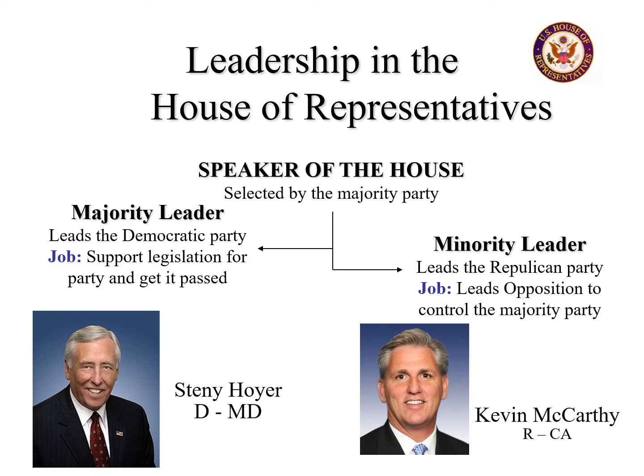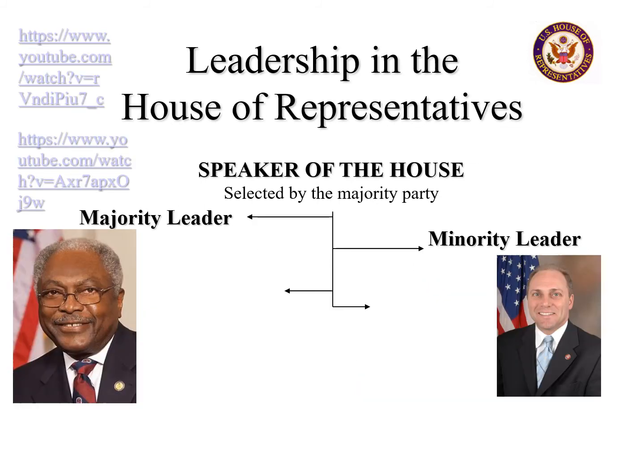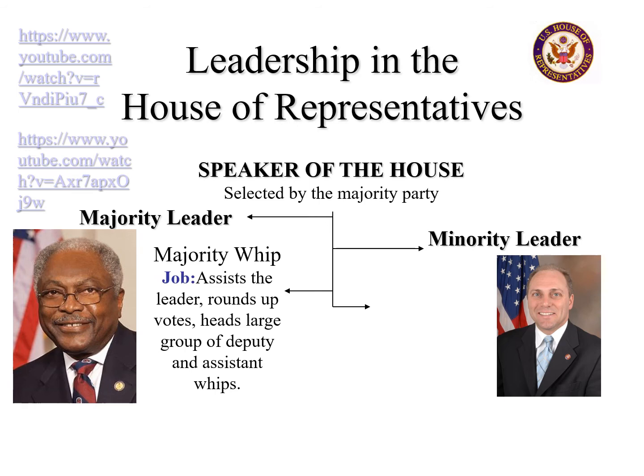But that's a big job for the majority leader and the minority leader, so they need help. And their help comes in the form of whips. Alrighty? So the majority whip is Jim Clyburn. You might also hear of the whip being referred to as the assistant majority leader, but everybody calls them whips because they're literally there to whip their party members into shape into voting with the party on all matters.